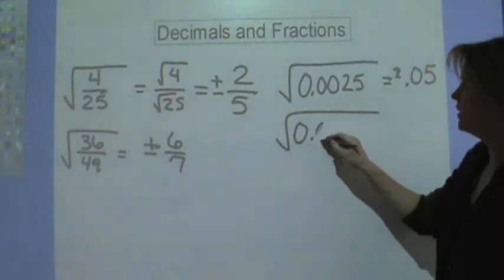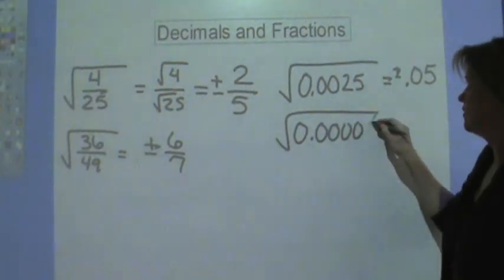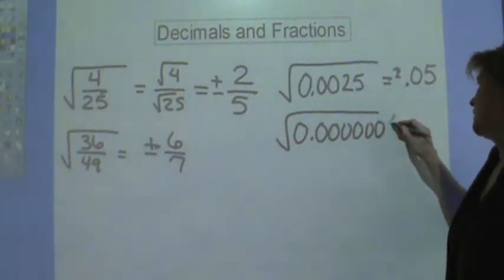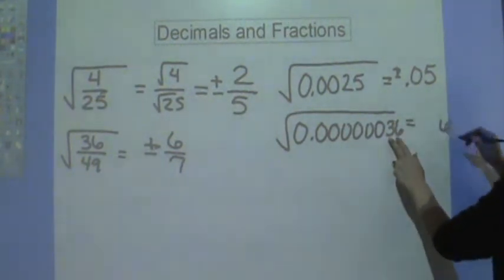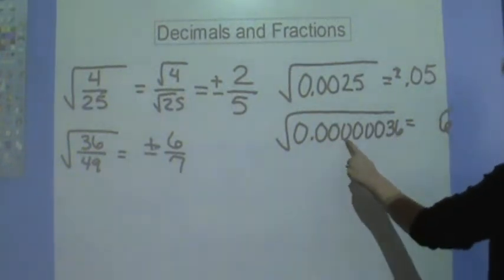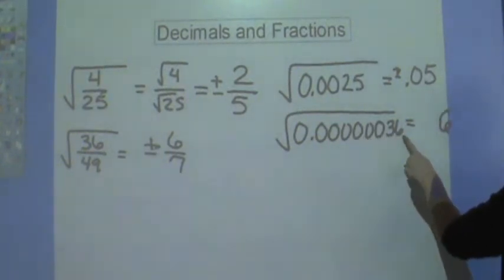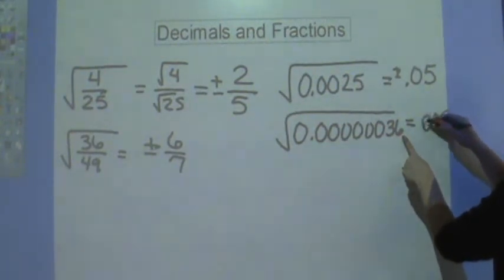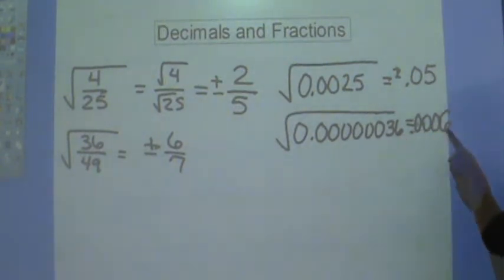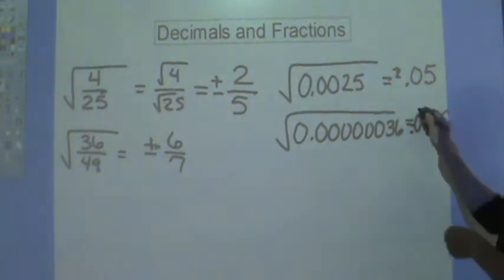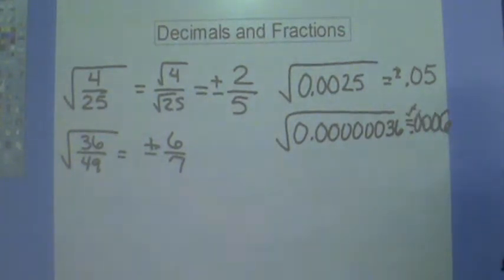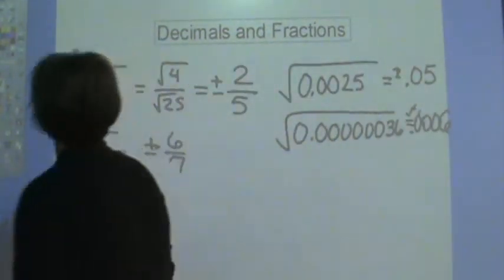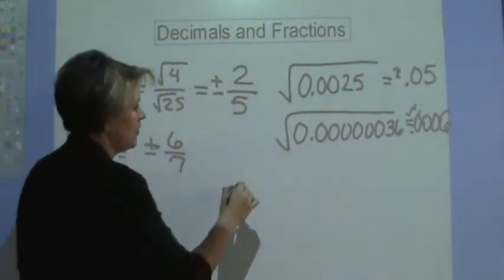So if we had 0.0000036, the square root of 36 is 6, so you know that's in your answer. And then we have 1, 2, 3, 4, 5, 6, 7, 8 place values. So that means our answer is going to have 4. So 1, 2, 3, 4 place values in our answer. So 0.00, I need a plus or minus in there. Plus or minus 0.0006. Let me just do one more of those.